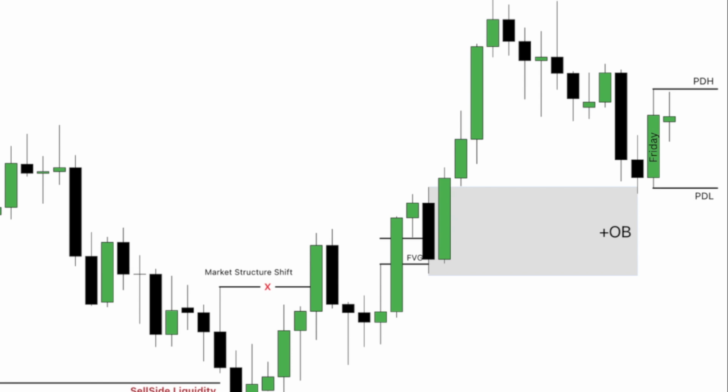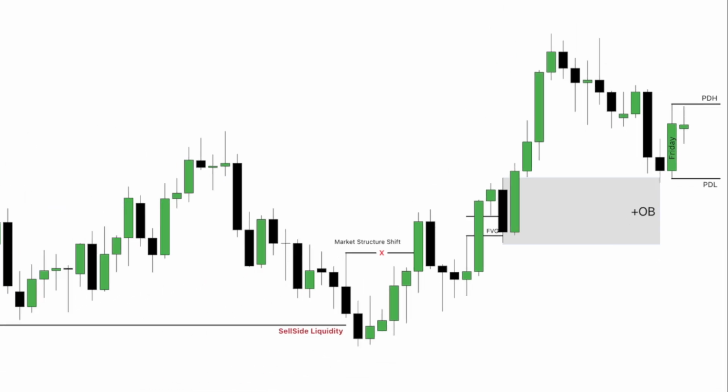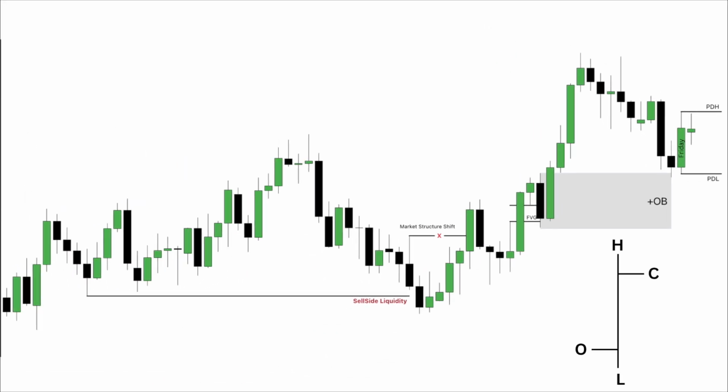For my next day, Tuesday, my likely draw on liquidity will still be the previous day highs, taking out both days' highs, Friday and Monday. Before I go on to the lower time frame, I want to quickly share the power of 3: open, high, low, close. For any bullish day, we want to buy below the opening price. Ideally, this will give us a better price.